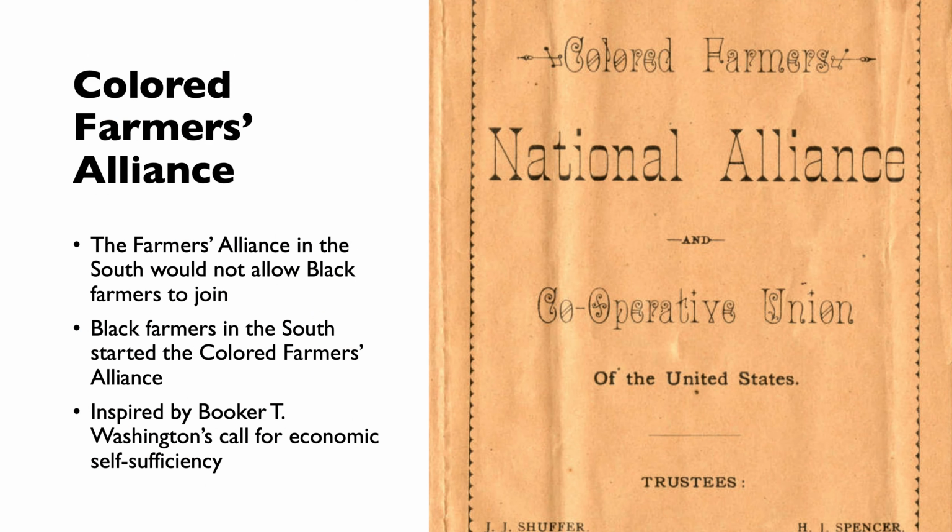At this time, there was also the Colored Farmers Alliance. The Colored Farmers Alliance in the South was not accepted by the Farmers Alliance. So the colored farmers created their own, the Colored Farmers Alliance. These were black farmers in the South, who started this alliance. It was inspired by Booker T. Washington and his call for economic self-sufficiency. And Washington was an author, an educator, an orator. He was the leader of the African American economy at that time.